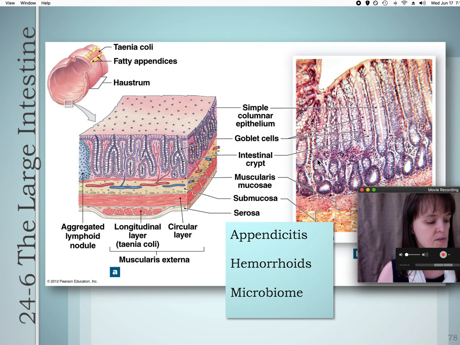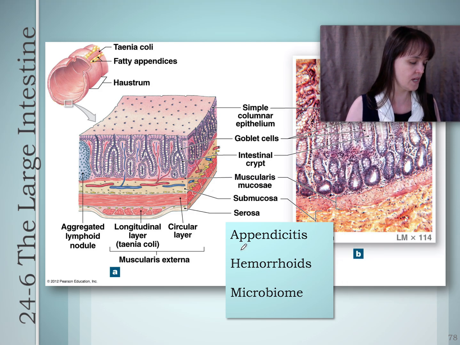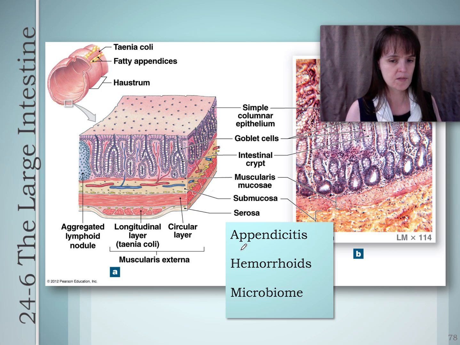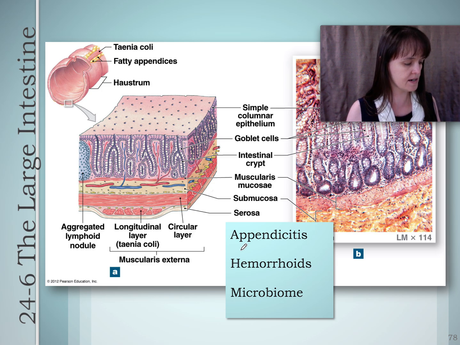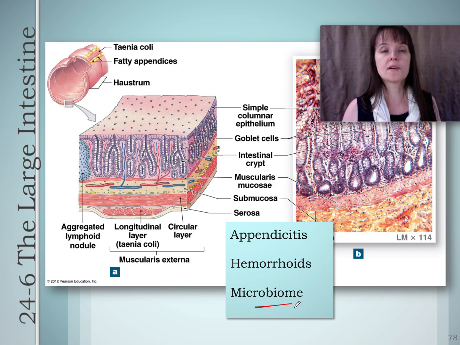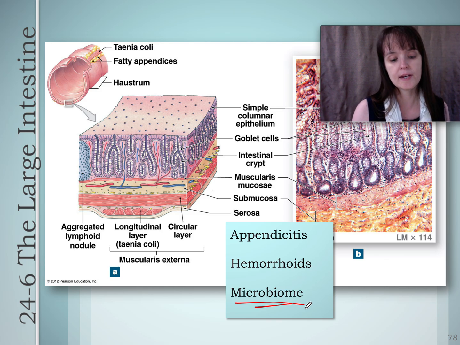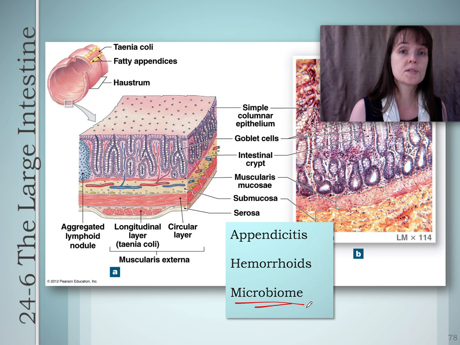What percentage of absorption takes place in the large intestine? Less than 10%. So most of it is in the small intestine. Where's appendicitis? Did we already talk about appendicitis? Yeah, that was on a previous page. We already talked about that. Okay. And the microbiome are the bacteria in your intestines. So as you may know, you have bad bacteria, pathologic bacteria that make you sick, but also good bacteria.